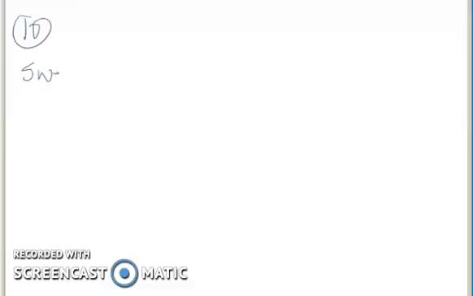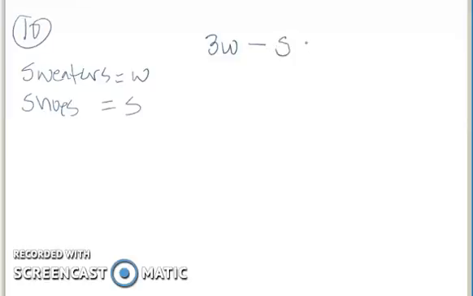Okay, well, we have sweaters and we have shoes. We'll call sweaters W and shoes S. All right, we have 2 equations, one dealing with Stephanie and one dealing with Miss Black. So Stephanie is going to be 3W, because she bought 3 sweaters and returned 1 pair of shoes. That's going to be minus S. And she spent a total of $20. Miss Black, however, she bought 2 sweaters. She bought 4 pairs of shoes and spent $200.